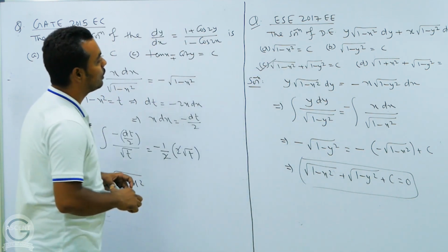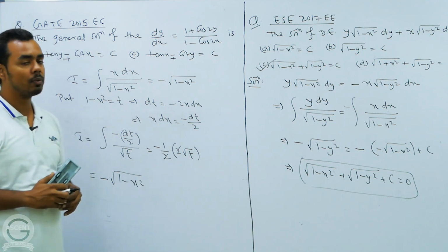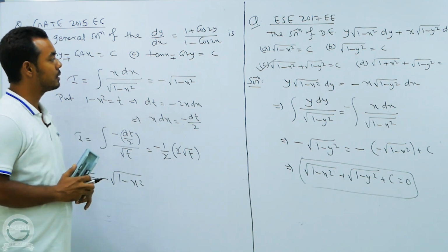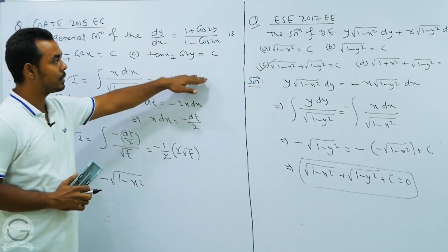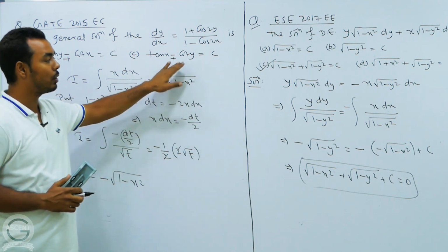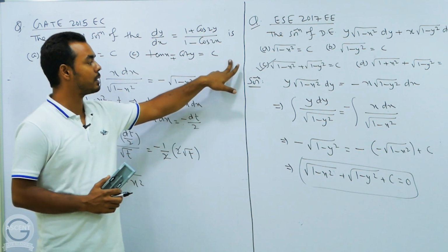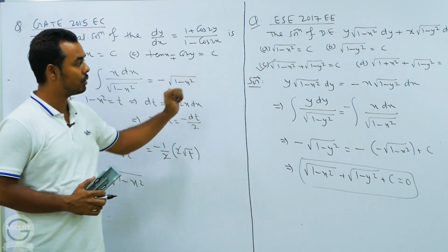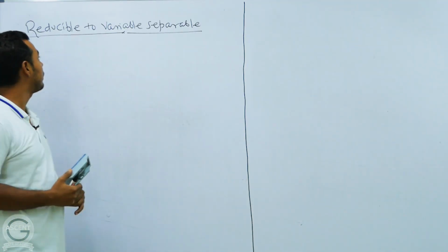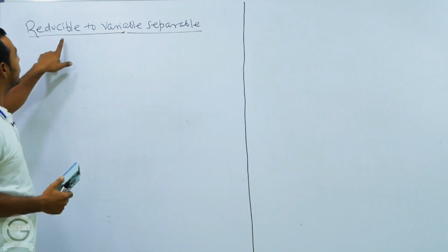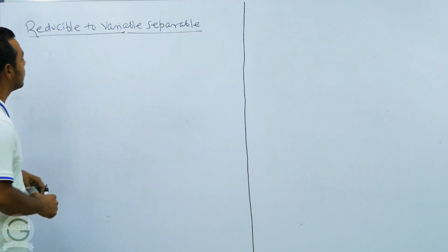Now after this we'll talk about differential equations reducible to variable separable. In those types of problems, you cannot directly separate the variables, but by doing some substitution you can separate the variables, and then we will follow the same approach. So next we have to learn how to solve differential equations which are reducible to variable separable.